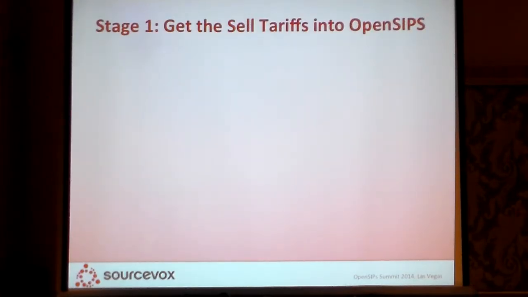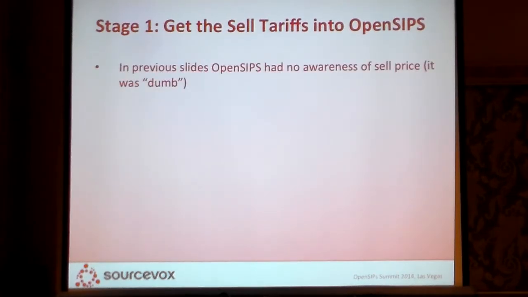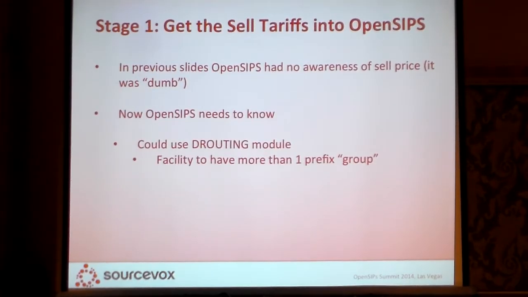So stage 1 is to get the sell tariffs into OpenSIPS. In the previous slide, OpenSIPS had no awareness of the sell price. Now we could use the dynamic routing module for this. As I said, dynamic routing has got the ability to have many groups of prefixes, so we could just create groups for each of the sell prefixes.